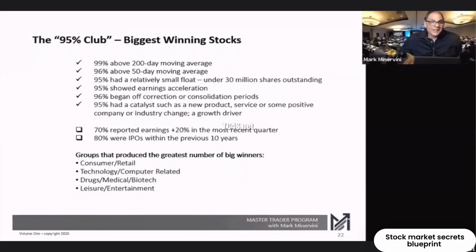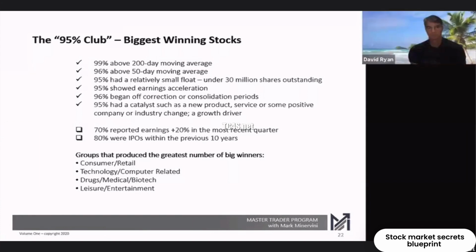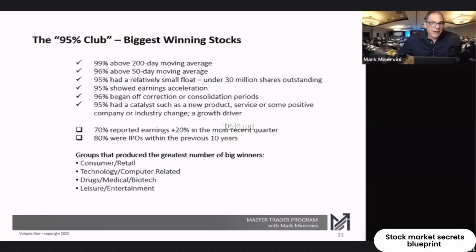If you're looking for these leading stocks, you want a market correction, and that's where you start looking for these stocks. And 95% of them had a catalyst. They had some type of positive catalyst, some kind of change, a new product, service, or a change in their industry for the better. So what I decided was, I want to be in the 95% club, not the 5% club, right? So if I start looking at stocks that don't have these characteristics, I'm in the 5% club. I've got a 5% probability of finding a big winner because these are the characteristics of big winners.